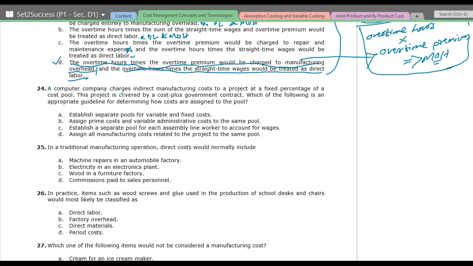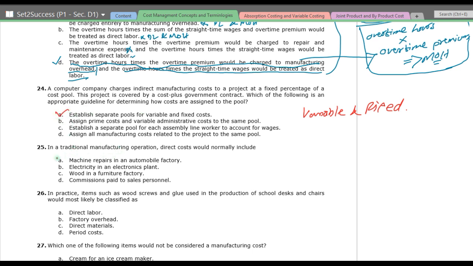A computer company charges indirect manufacturing cost to a project at a fixed percentage of a cost pool. This project is covered by a cost plus government contract. Which of the following is an appropriate guideline for determining how costs are assigned to the cost pool? Cost pools are the accounts in which a variety of similar costs are accumulated, and we split that cost into separate pools like variable and fixed. So establish separate pools for variable and fixed costs.